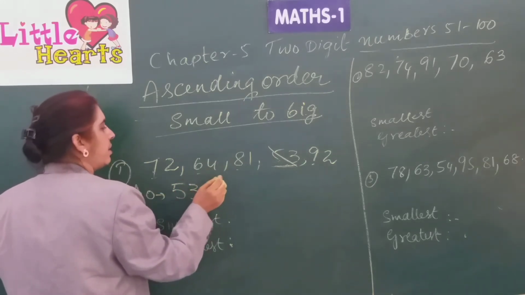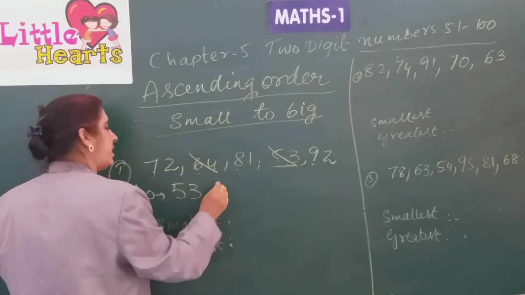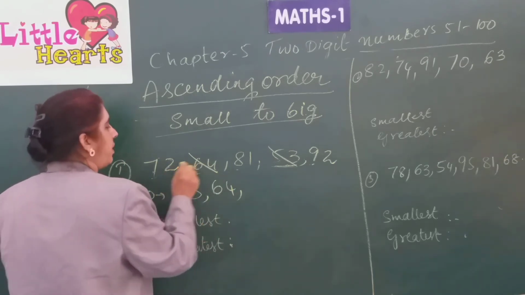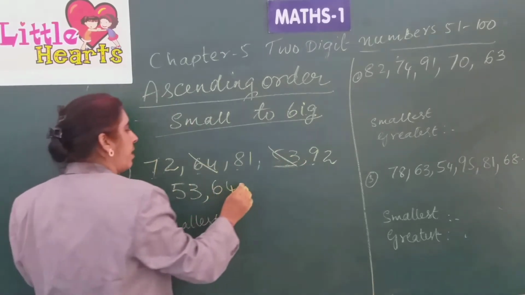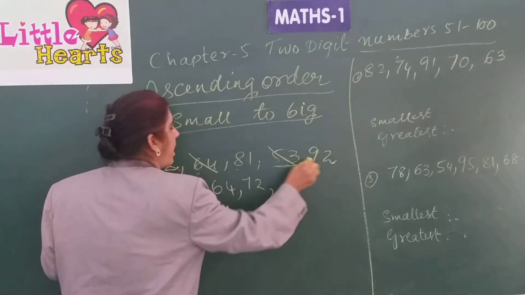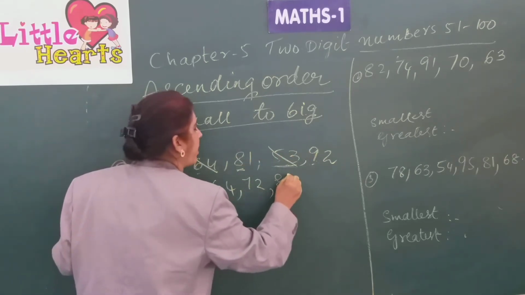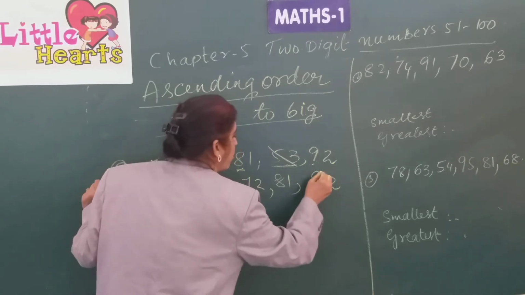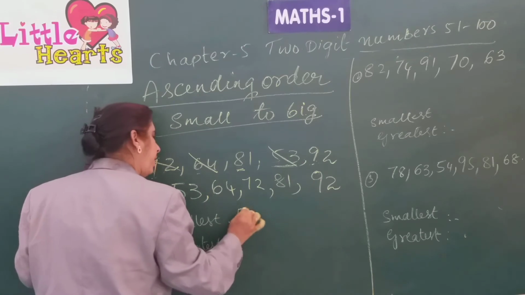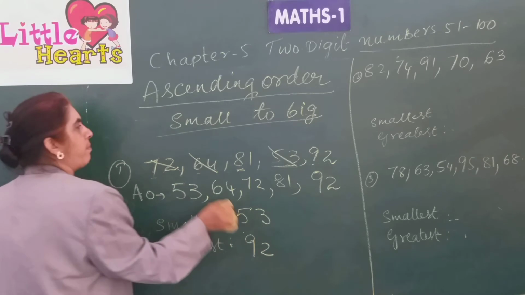Next among those, 7, 6, 8, 9. 6 comes next, 64. 6 is in the tens place. Next comes 72, 81, 92. 7 comes next, 72. 8 and 9. 8 in the tens place, this is smaller than this, so 81 comes next, 92. The smallest number is 53 and the greatest number is 92 in this set of numbers.